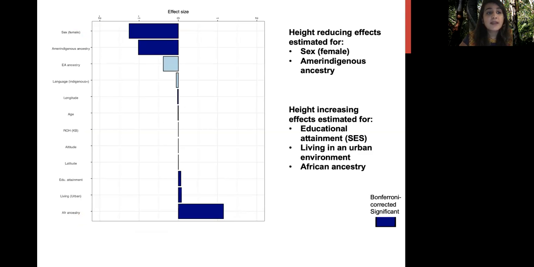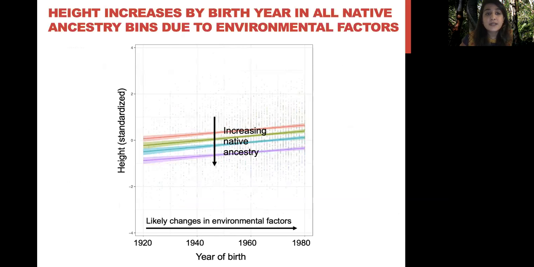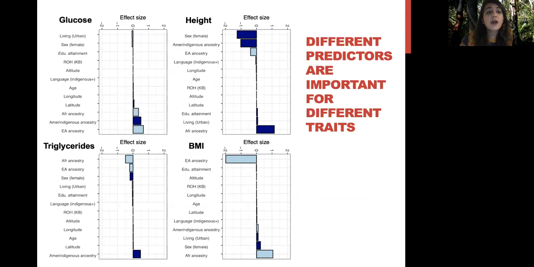Interestingly, even though amerindigenous ancestry has a height reducing effect, if we look at height as a function of birth year, after first dividing individuals into 4 groups by their level of amerindigenous ancestry, we do see that individuals with higher amerindigenous ancestry have lower height, but that all groups are increasing in height due to the effect of changing environmental factors in the last century. I've also modeled a range of other traits similarly, but because of time constraints today, would only be able to say that each trait has its own profile for whether genetic ancestry affects its variation and in which direction.